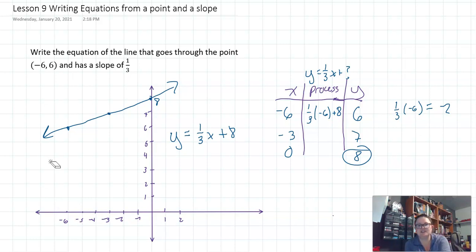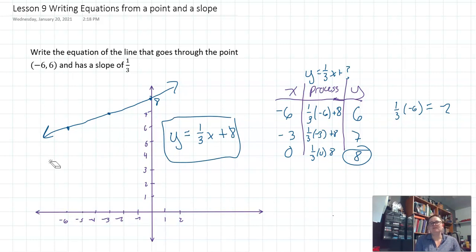And then you could just check it with some other points you know. For -3, if I put that in, 1/3 times -3 is going to be -1, plus 8 would be 7. And for 0, if I put 0 in, 1/3 times 0 is 0, plus 8 is 8. So the equation of this line would still be y equals 1/3 x plus 8, which we saw with the graph, but you could check it with the table.